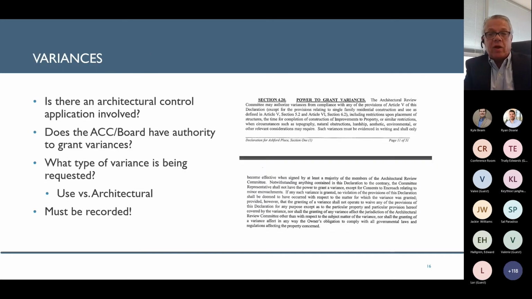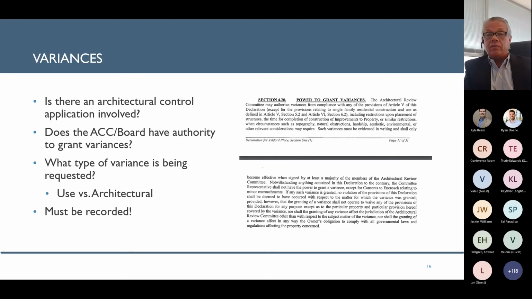We get a lot of questions about variances. And I think a lot of people assume that the board or the ACC has the authority to grant a variance. We do not believe that is so. We believe that if you're going to grant a variance, there has to be variance authority in your governing documents. With any question on any issue the association has, the first place to look is what is in your governing documents. They can tell you a lot of what you can or can't do, and variances is one of those.